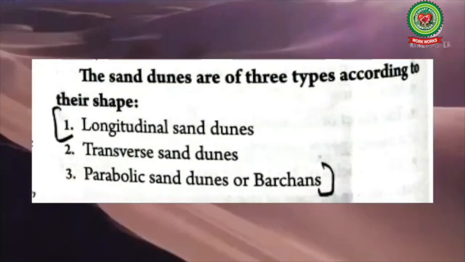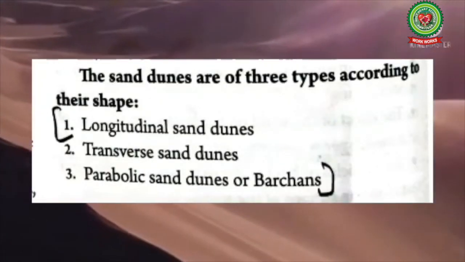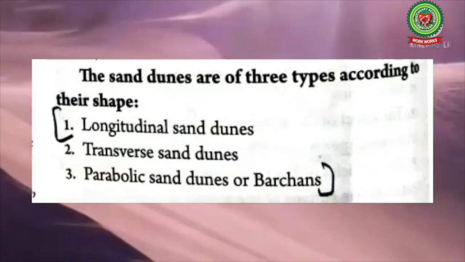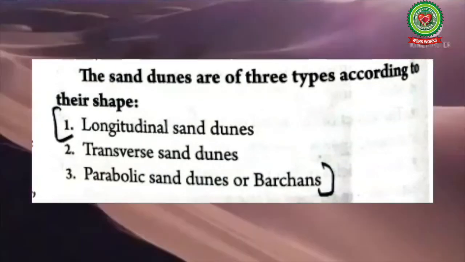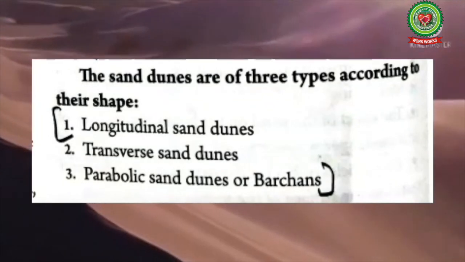The sand dunes are of three types according to their shape. Number 1, longitudinal sand dunes. Number 2, transverse sand dunes. And number 3, parabolic sand dunes or barchans.